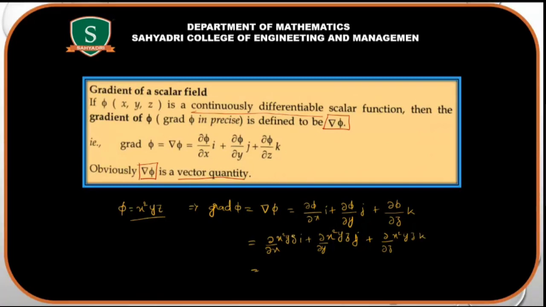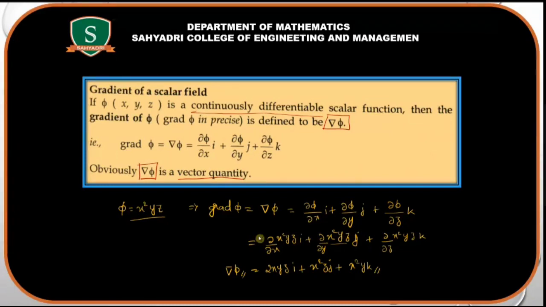So differentiate these functions partially. First with respect to x, you get 2xyz i. Then differentiate the same function with respect to y. Differentiation of y is 1, and the remaining things you keep as constants, so I get x square z j. Then differentiation with respect to z: differentiation of z is 1, so I get x square y k. So this is the value of del phi. Like this we apply the del operator to a scalar point function.